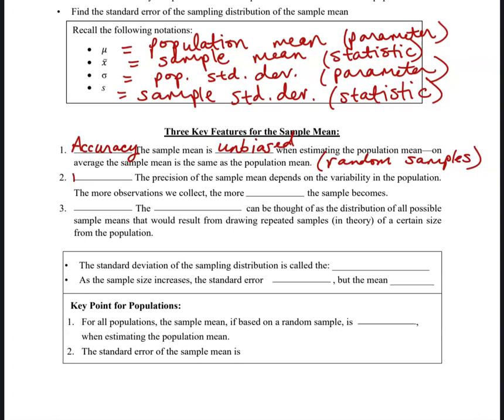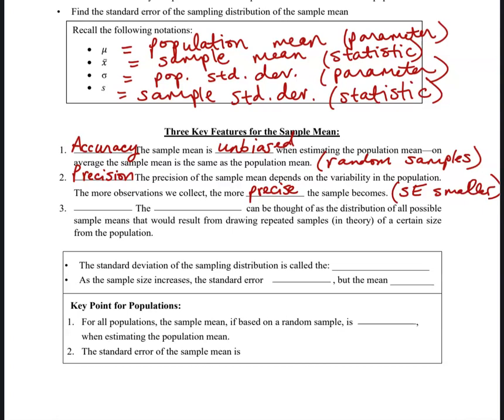The next is precision. The precision for the sample mean depends on the variability in the population. And as always, the larger the sample size, the more observations we collect, the smaller our standard error becomes, so the more precise our estimate becomes. Larger samples lead to smaller standard errors.